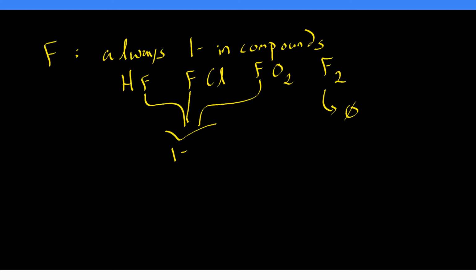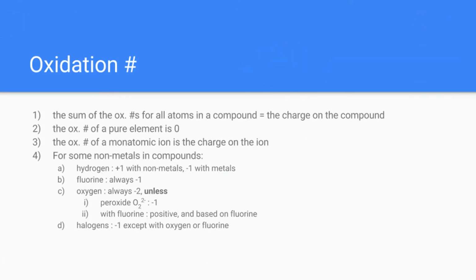What about over here on the right? F2, pure element. Elemental fluorine is 0. The only thing fluorine can't boss around is itself. There's a metaphor there somewhere, I think.